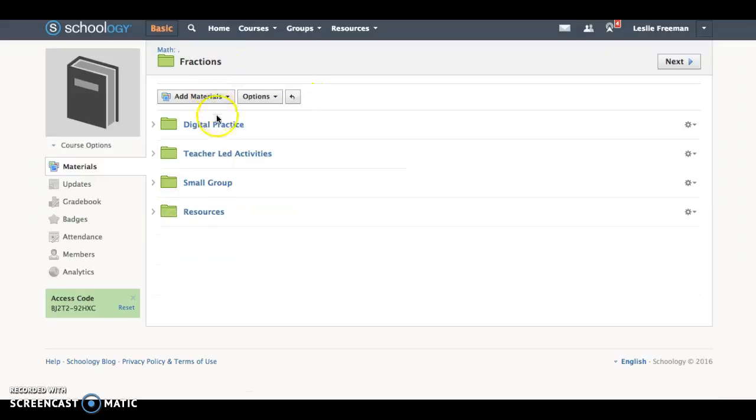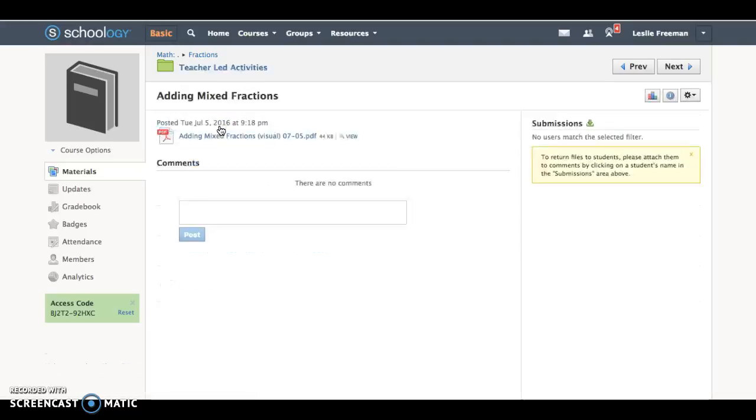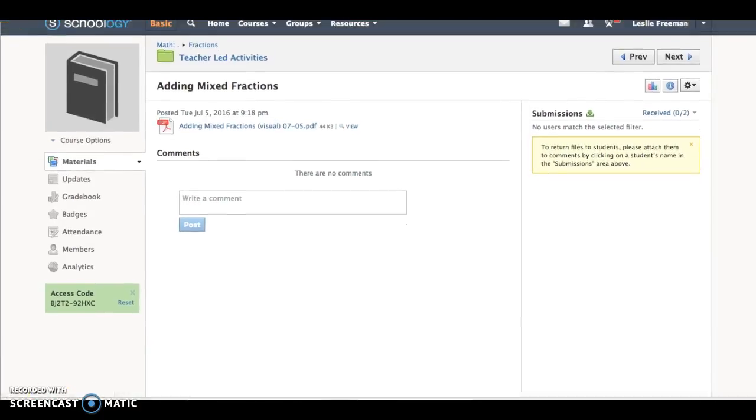So we're going to go back into fractions and down to teacher-led activities. These are activities that I'll be doing with students as I meet with them in a small group together. The first thing that I've added here is adding mixed fractions, and when you click on it, it comes up like this. Students can add here to access the PDF, which has been downloaded, and it should come up right here.